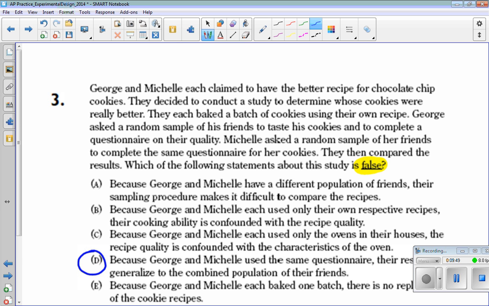Okay? All right, so C, because George and Michelle each use their own ovens in their own houses, the recipe quality is confounded with the characteristics of the oven.